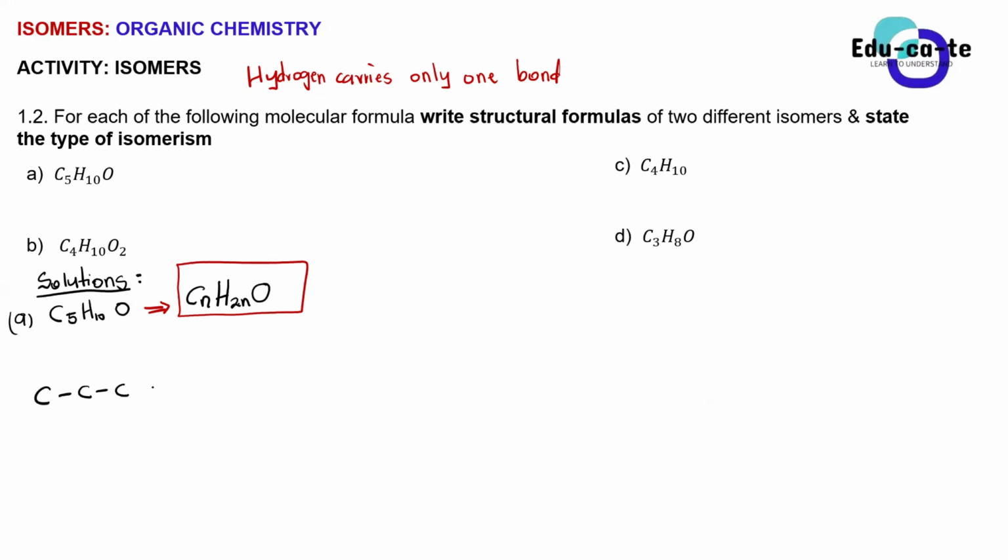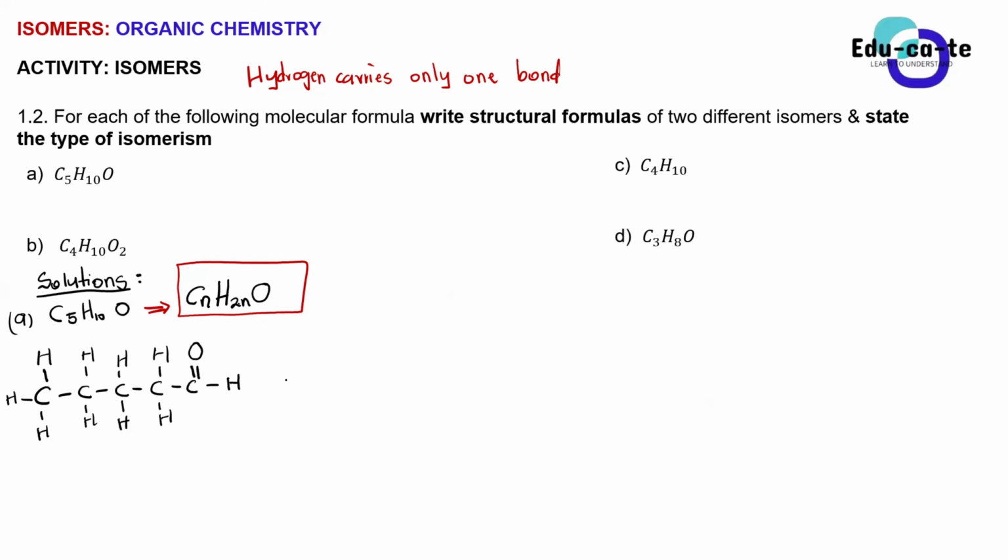1, 2, 3, 4, 5. And then having these 5 carbons, you can put hydrogens on each of them, and do the same continuously. Then on the terminal carbon, the first carbon, you put a double bond oxygen, then you put an H. So this is pentanal.